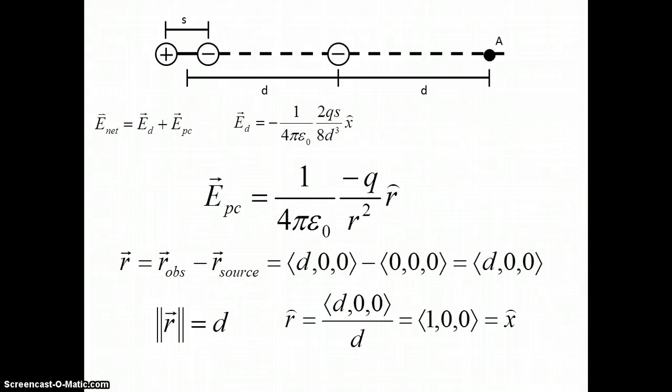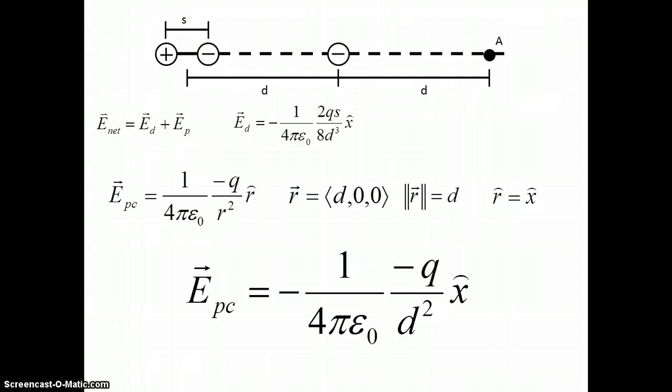Next, we try to find the electric field of the point charge. From the formula sheet, we know that this is 1 over 4 pi epsilon naught times negative q over r squared r hat. Negative q because that's the charge of the point charge. The position vector is again the observation location minus the source, which is in this case the point charge. We find this to be positive d in the x direction. The magnitude of this is d, and the direction is the x hat direction. So, knowing the electric field of the point charge and its direction, we find that the vector, plugging in d for r, is negative 1 over 4 pi epsilon naught times negative q over d squared times x hat.